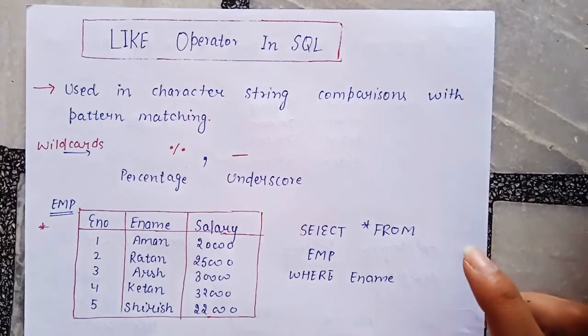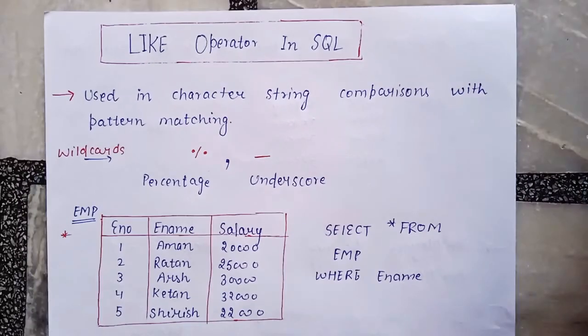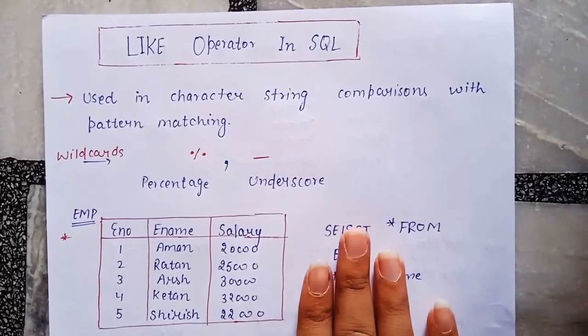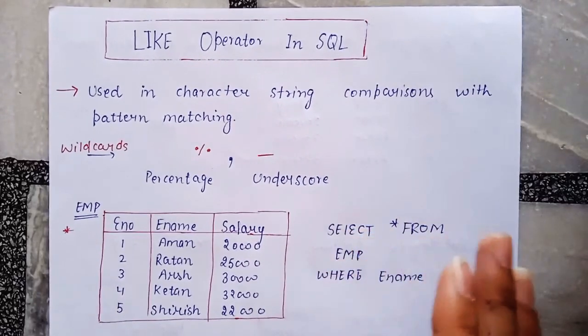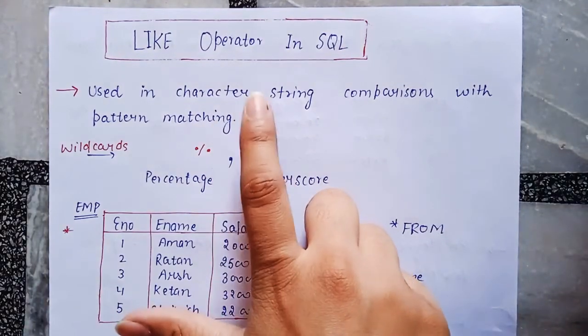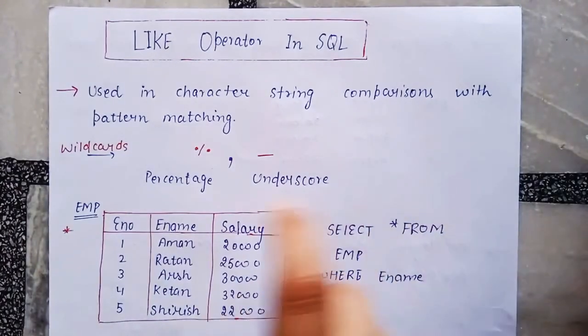So in this video, we will discuss how we match patterns, and what kind of patterns, by using this LIKE operator. Basically, what kind of comparisons are performed by the LIKE operator? It's used to match patterns that are character strings. As I have mentioned here, it is used in character string comparisons with pattern matching.